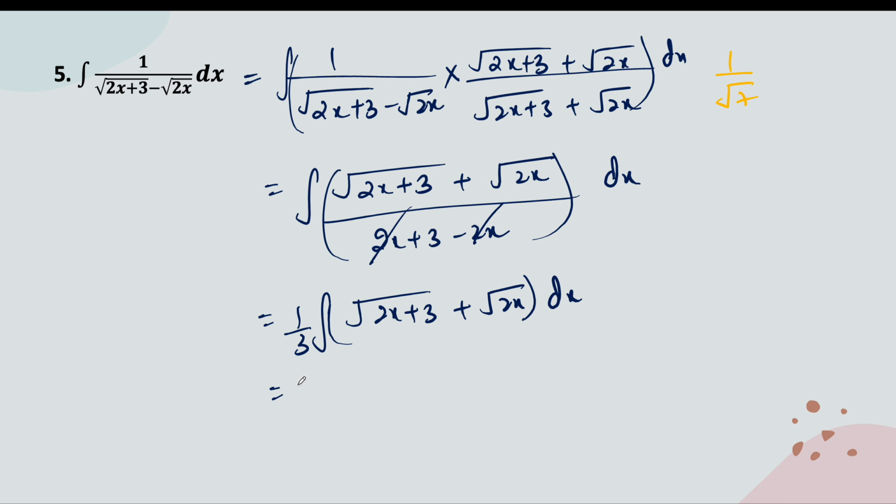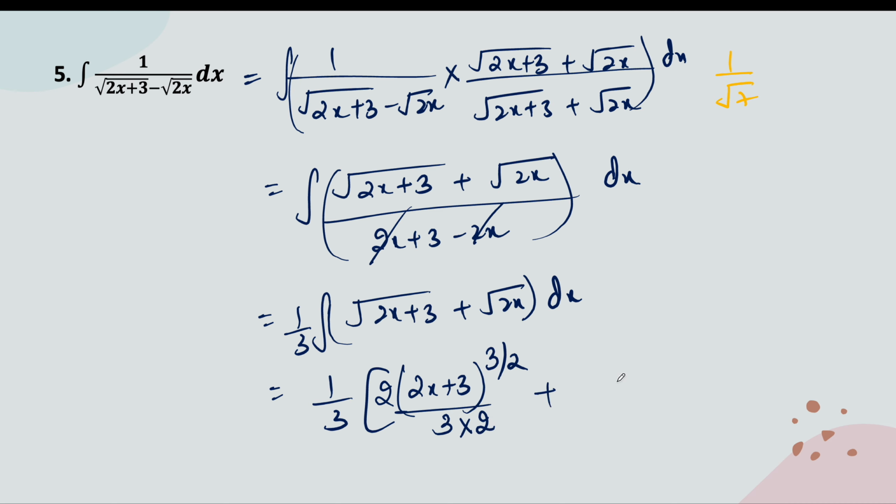Now it's very simple to simplify this. Just remember we have to write the coefficient of x in the denominator as well. So that would be 1 over 3. Now, how to simplify it? So that would be (2x + 3) to the power 1/2. Just add 1 over there. So it would be 3/2. So 3/2 upon 3, and 2 in the numerator. And the coefficient of x is also in the denominator.